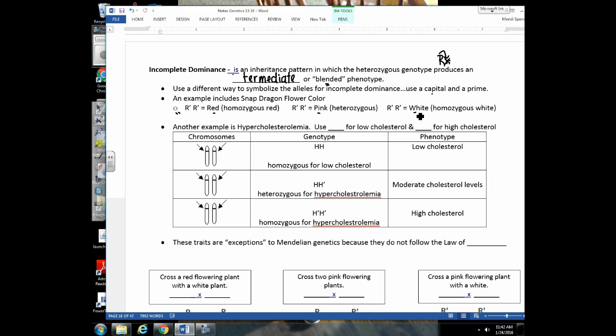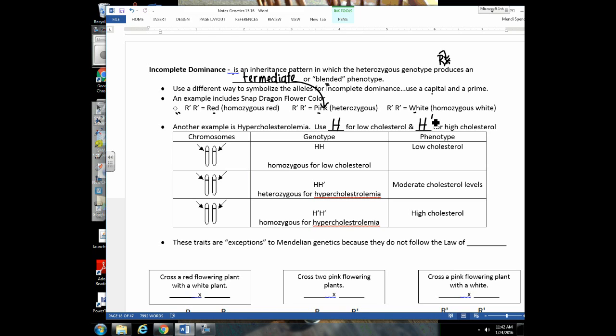So if we see a heterozygous individual where one of these phenotypes is an intermediate or is a middle of the other, then this is screaming incomplete dominance to you. Another example is with cholesterol levels. People can have alleles for low cholesterol. I'm going to use a capital H to represent that. High cholesterol is H prime.